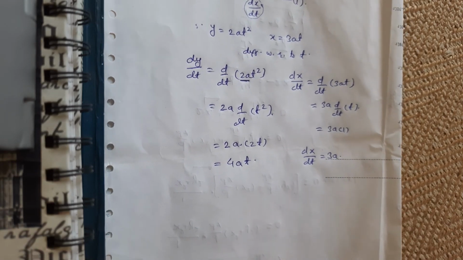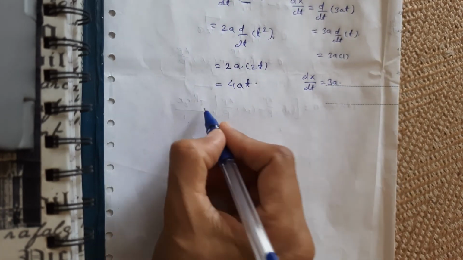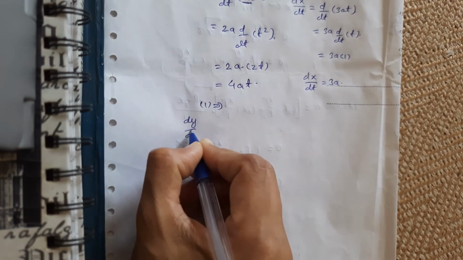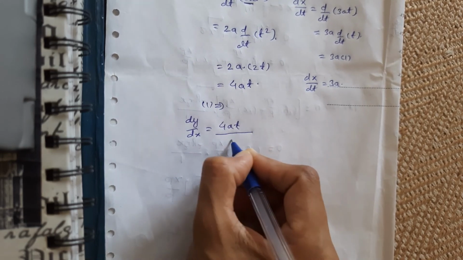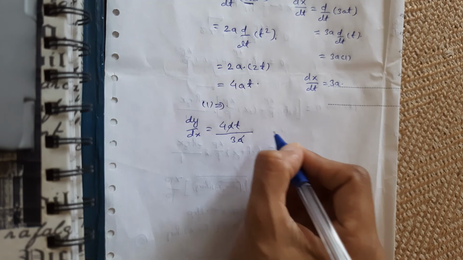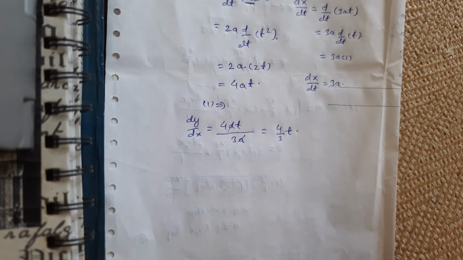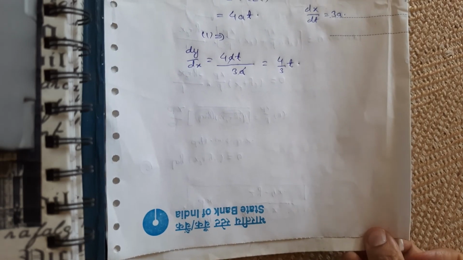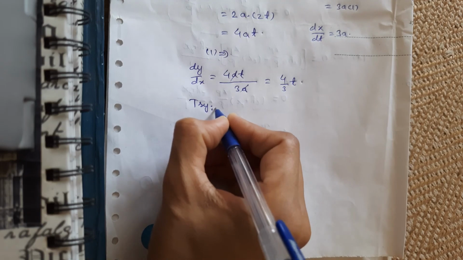Okay. Now just use these values in equation 1. So from equation 1 I'll get dy by dx equals 4at upon 3a. This a gets cancelled and we get 4 by 3 t. That is the derivative. Okay, so that's how we find the derivative of a parametric function. Try this example. It is simple.